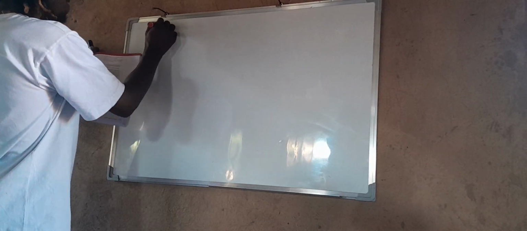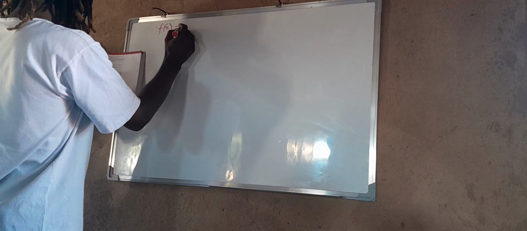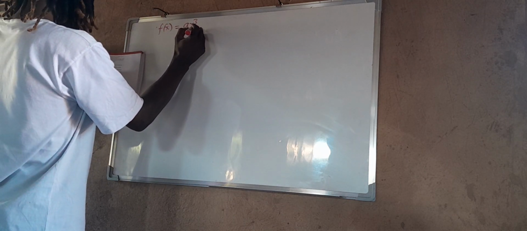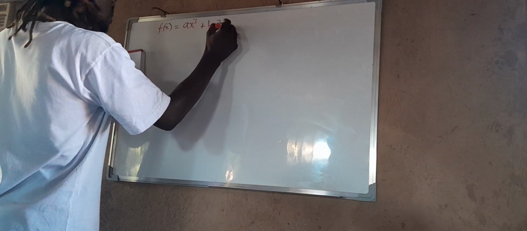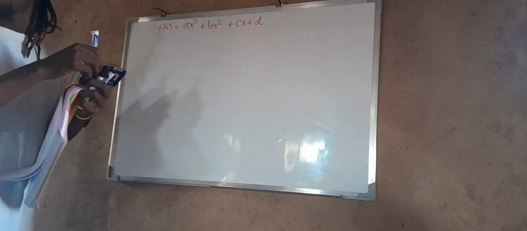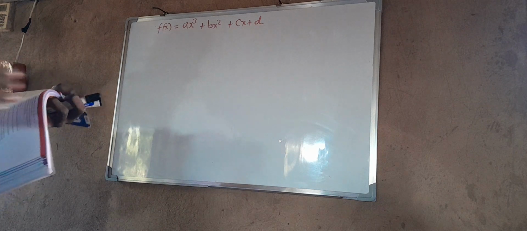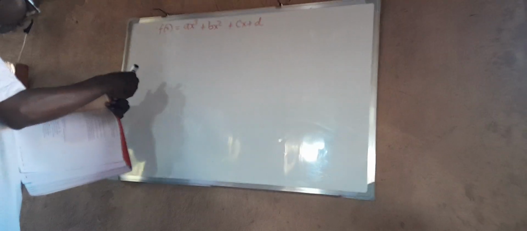Consider the function f at x is equal to ax cubed plus bx squared plus cx plus d. And then we are told to determine the values of a, b, c, and d, right?